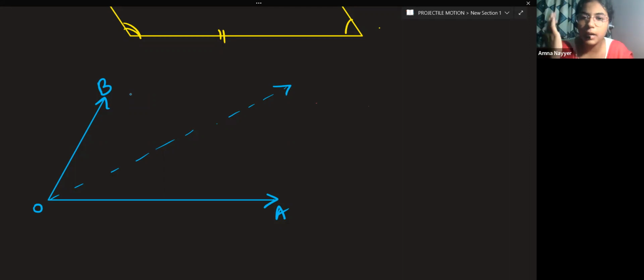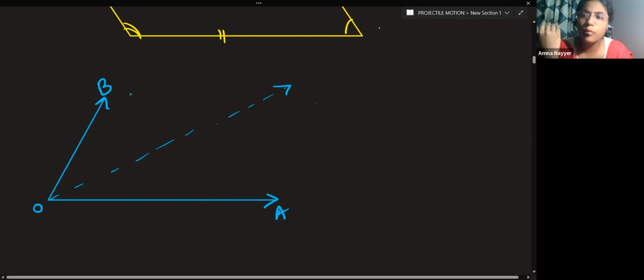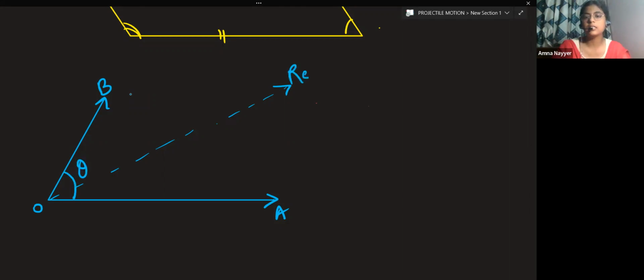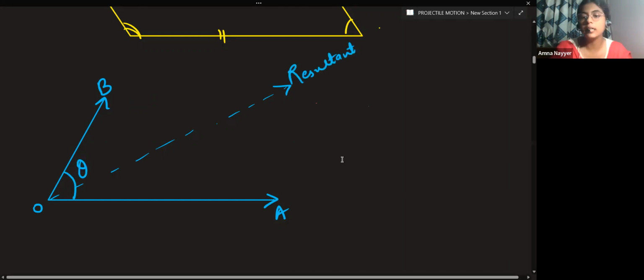So this is the parallelogram law, the statement. Now, what is the formula for it? How to use it? The rest of the things we'll study. Also, one more thing, the angle between A and B we'll be considering as theta. And this is what? This is the resultant. I'll write down the statement as well.